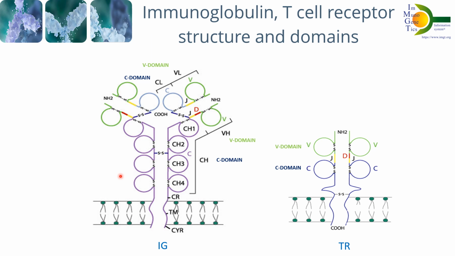for the signal transmission. Similarly, its light chain has a variable domain made up of variable and joining genes, and a constant domain formed by C genes. The heavy and the light chains are held together with disulfide bridges, as we clearly see here. Similarly, the T-cell receptors are made up of variable domains that we see here and constant domains.